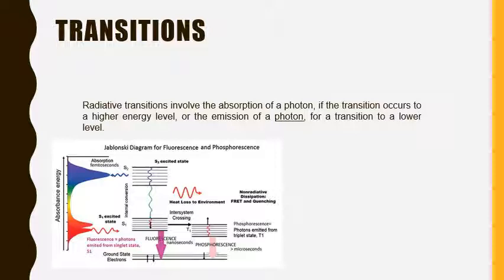In the case of absorption, the transition occurs from a lower level to a higher energy level, most of the time by either heat or light, and then this event is followed by emission of a photon, in which the transition occurs from a higher level to a lower level.